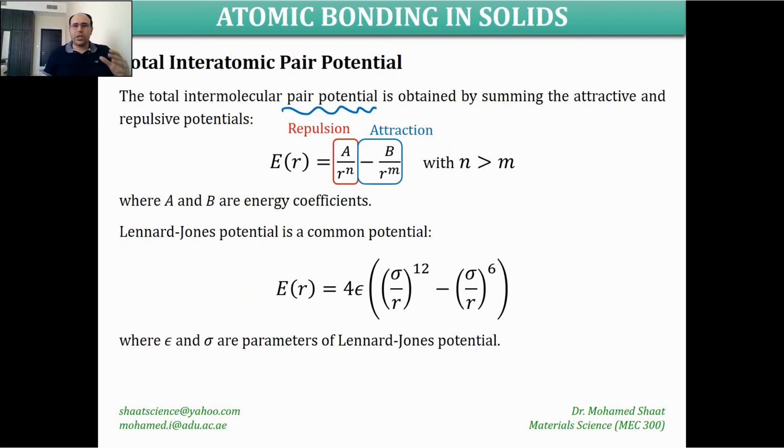But in general, there should be repulsion and attraction at the same time. So there are two sides, repulsive and attractive energies. The repulsive should be positive, and the attractive energy should be negative. So that's why we have a negative sign here. If we add both of them together, this is going to give us the total intermolecular pair potential. Here we are talking about the positive plus the negative, or the repulsive plus the attractive. Make sense? It is obtained by summing the attractive and the repulsive potentials together, as already shown here.